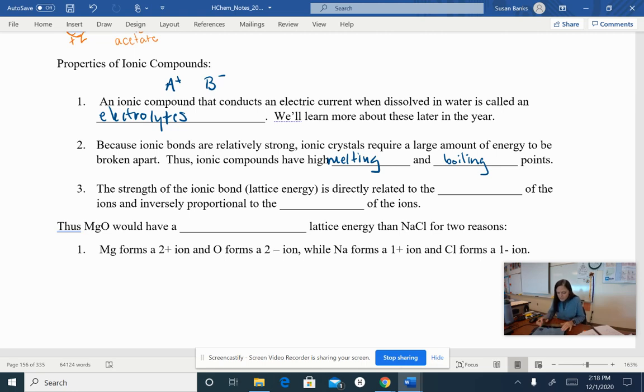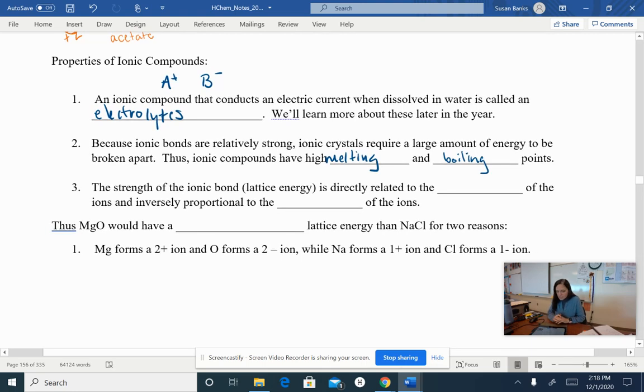Okay, the strength of that ionic bond, we have a fancy word for it in chemistry. It's called the lattice energy, because that crystal structure forms a lattice. The energy to break that lattice is what we call lattice energy, and it is directly related to the charge of the ions and inversely proportional to the radius of the ions. This is Coulomb's law.